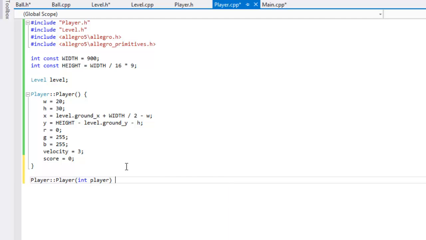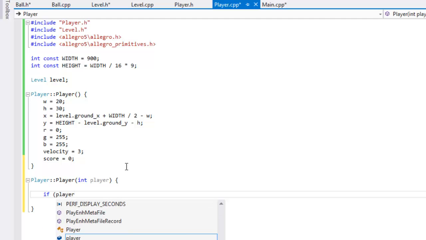Now let's do our overloaded constructor. Sorry if my terminology isn't always the best, by the way. I'm still, obviously, learning C++.